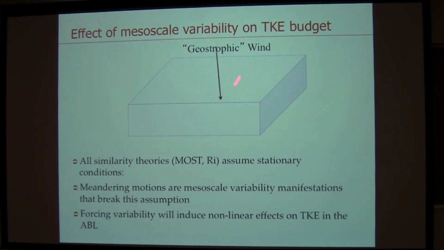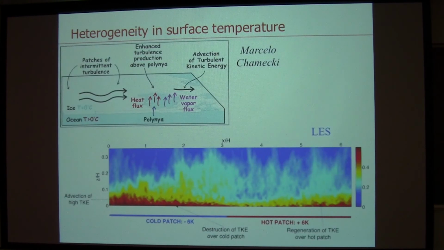This is the problem with the geostrophic wind. So we know that there are small, what Larry might call, sub-mesomotions that at nighttime kind of want to meander and change the direction of the wind. Again, this is not accounted for in any of the closures. So all of these similarity theories assume stationary conditions, but meandering motion and other mesoscale variability can cause this to break. Forcing variability will induce nonlinear effects on TKE and its budget in the ABL.